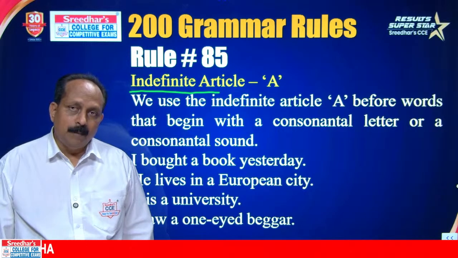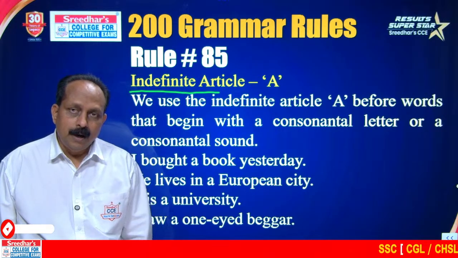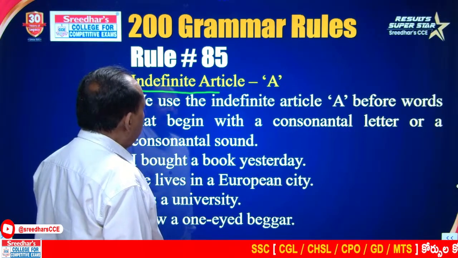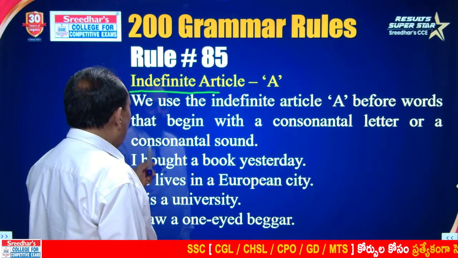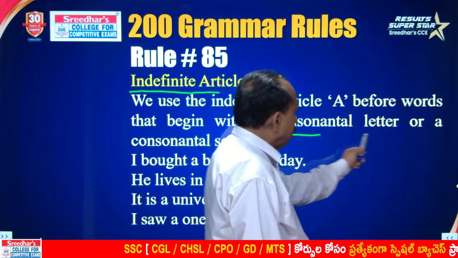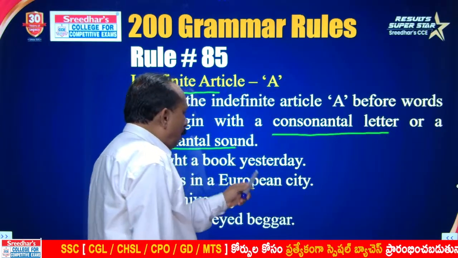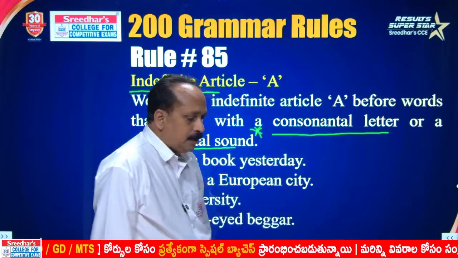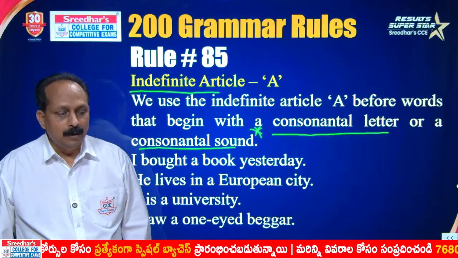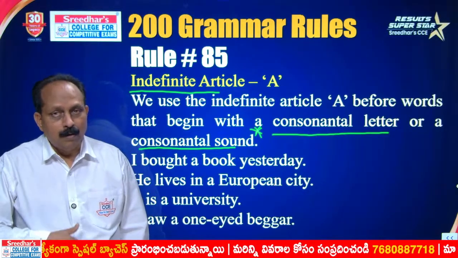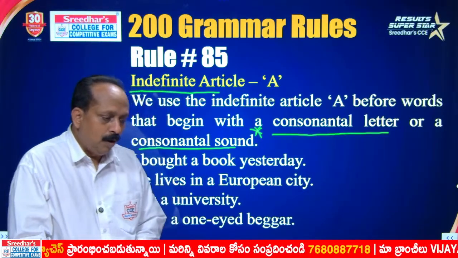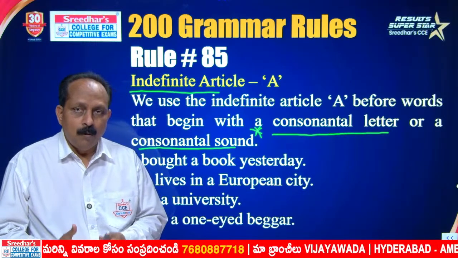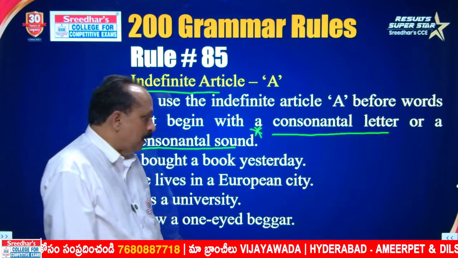Indefinite articles are 2 in number, a and an. And what is the definite article? The. That is the introduction. Now coming to the use of a. We use the indefinite article a before words that begin with a consonantal letter or a consonantal sound. The second part is very important. Usually at school level they stop with consonantal letter. That will put you in trouble. Either consonantal letter or consonantal sound. And I'm sure you all know 26 letters, 5 are A, E, I, O, U. Vowel letters. Remaining letters are consonantal letters.